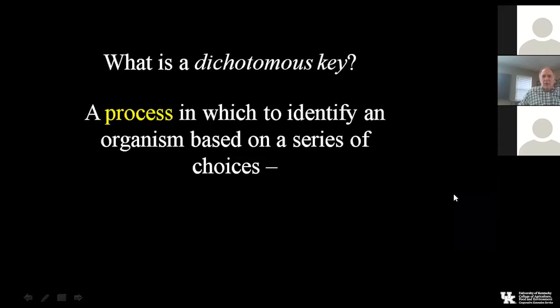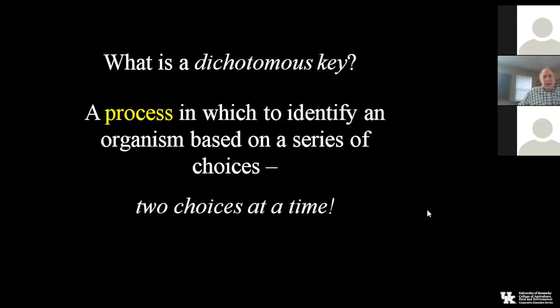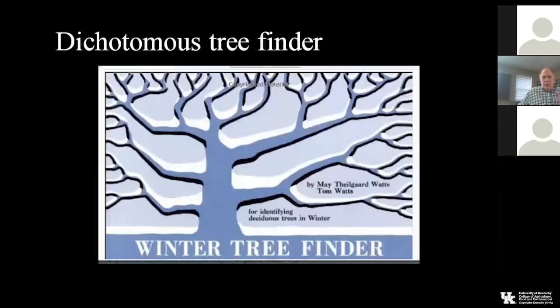So this dichotomous key, it is a process to identify an organism based on a series of choices. And just like the word dichotomous was identified for you a moment ago, it's two choices at one time. You will be presented two choices, and I think an example comes up here in a moment. And what you're going to do is take the best of those two choices.